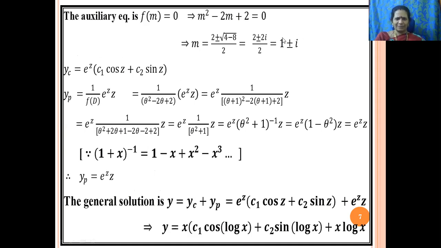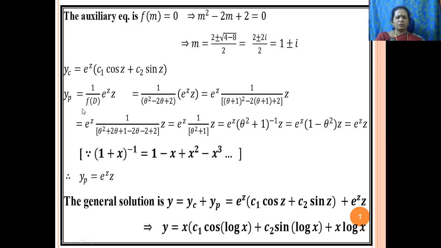So if we get the imaginary roots, this is the formula we can apply: e power az into (c1 cos bz plus c2 sin bz). Okay. So here the real part is 1, the imaginary part is also 1. So that's why e power az into cos bz. B is the imaginary part and A is the real part. So the imaginary part is also 1 and the real part is also 1. So that's why here what we got is e power z into (c1 cos z plus c2 sin z).